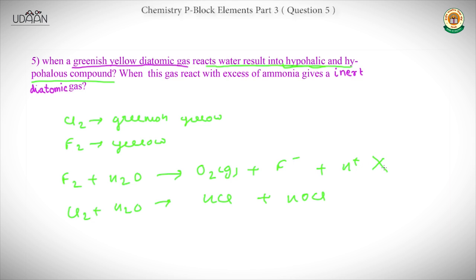So now we can say that our given gas is Cl2. Yes, because it is giving hypohalic and hypohalous compounds. So our gas will be chlorine.